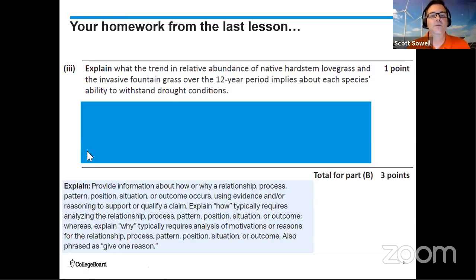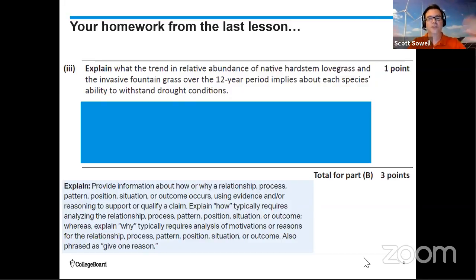B, explain what the trend in relative abundance of native hardstem lovegrass and invasive fountain grass over the 12-year period implies about each species' ability to withstand drought conditions. First thing you should key in on is the word explain, and remember those task verbs mean something. So explain how or explain why something. I've given you a reminder here. It says provide information about how or why a relationship, process, pattern, position, situation, or outcome occurs using evidence and or reasoning to support or qualify a claim.